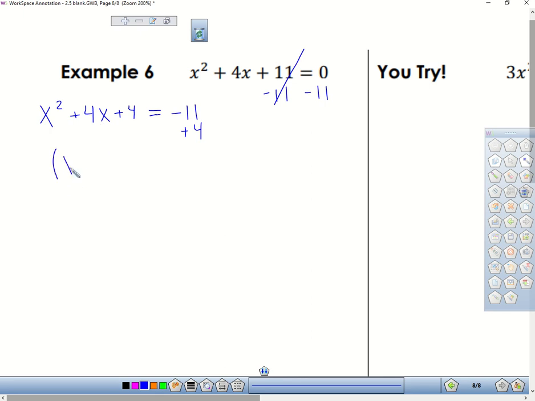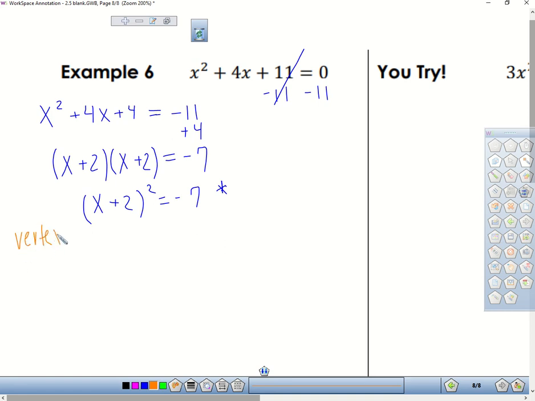Okay. This factors into x plus 2 times x plus 2 is equal to negative 7. I can rewrite x plus 2 as x plus 2 squared equals negative 7. And then this is your critical point, where you get the vertex form. And the vertex form here is going to be y equals x plus 2 squared plus 7.